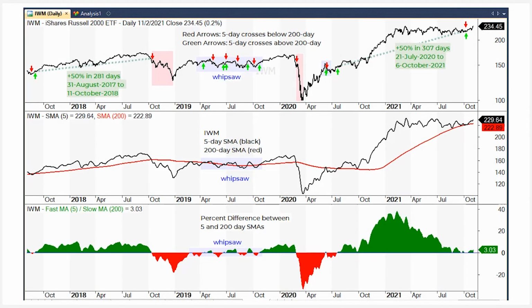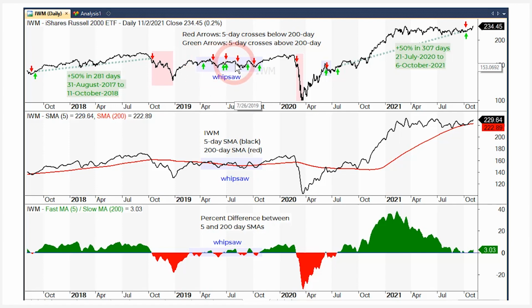So here are a few of the signals that we saw, say, since the middle part of 2017. You had a 50% run in 281 days. And you got a bearish signal before that pretty sharp drop at the end of 2018. You got a late signal here, and that's the thing about trend following signals. They're going to always lag.